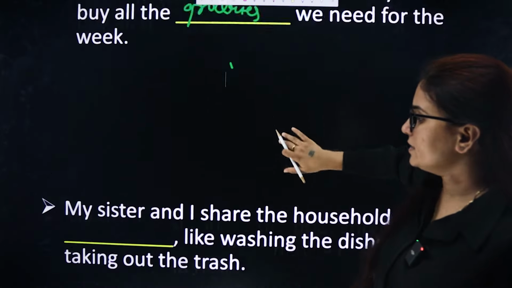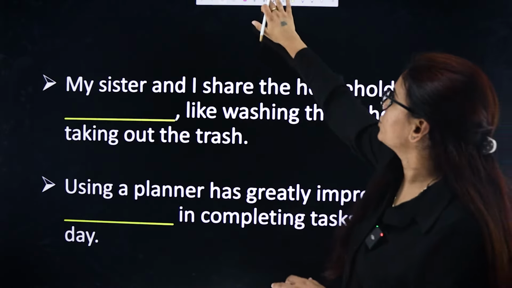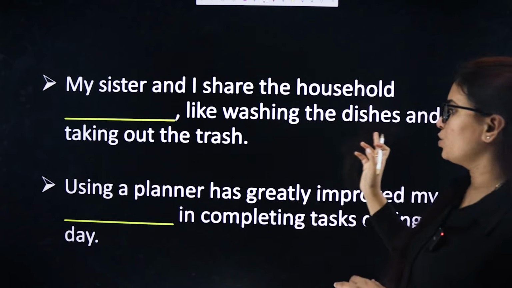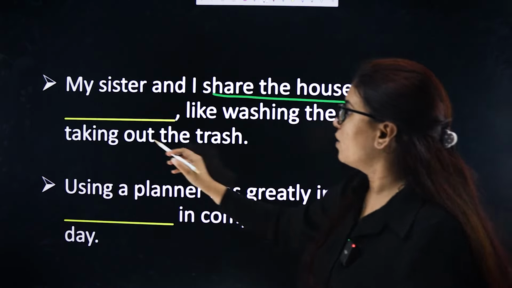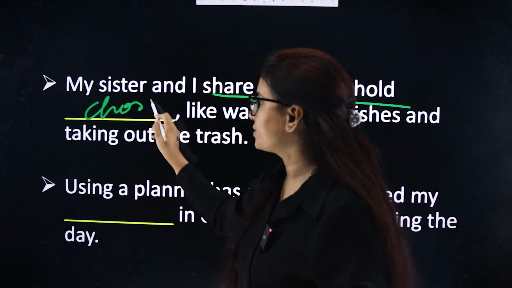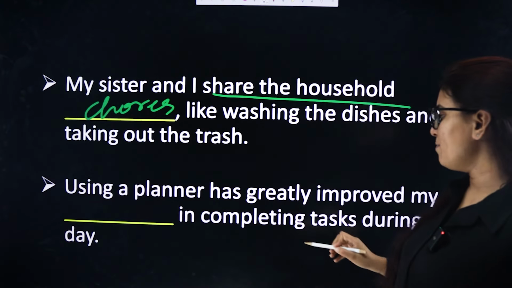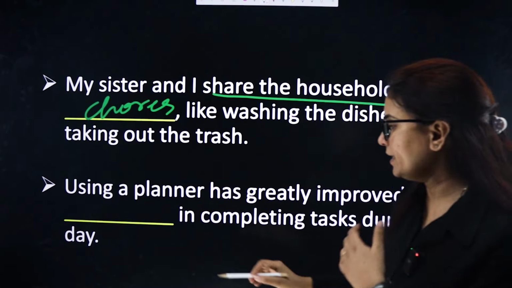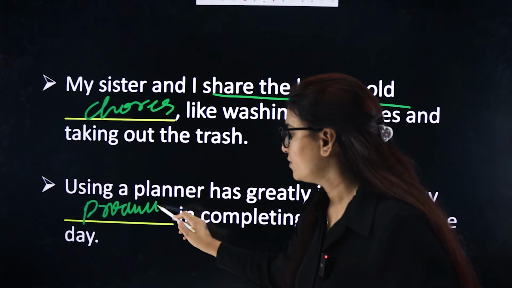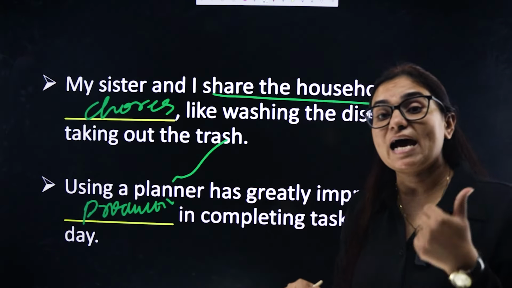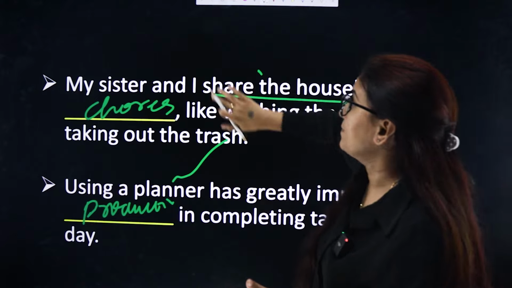Okay? Next is, my sister and I share the household dash, like washing the dishes and taking out the trash. I share the household chores. Using a planner has greatly improved my productivity. Productivity. I'm using a planner to improve my productivity.